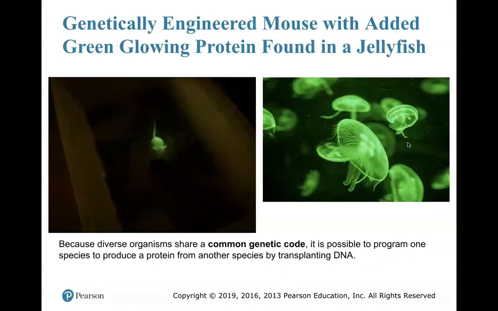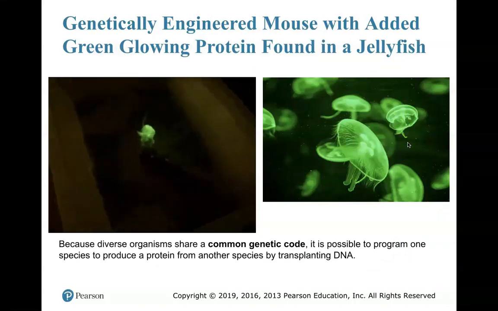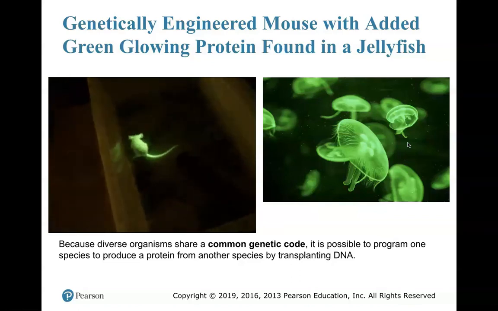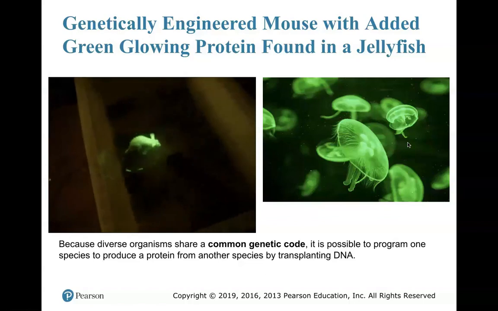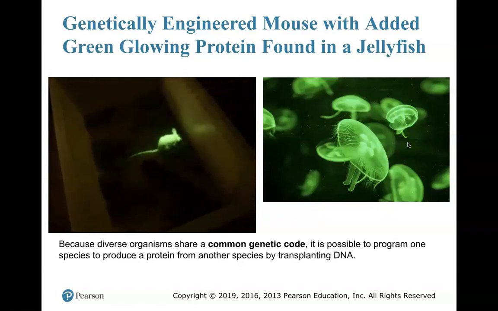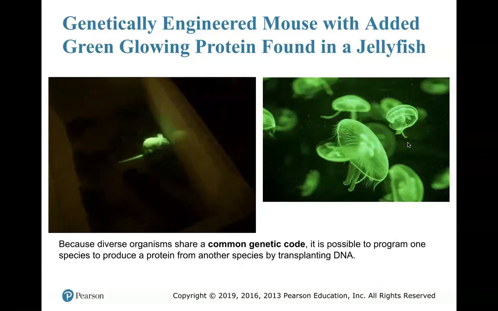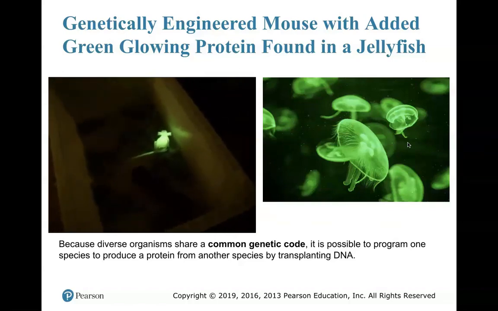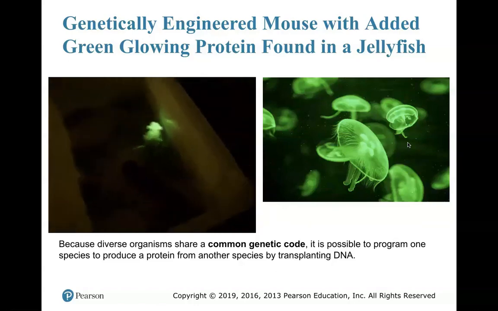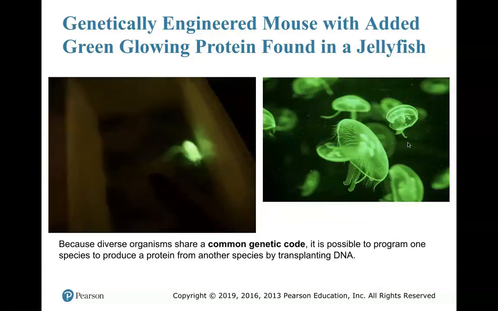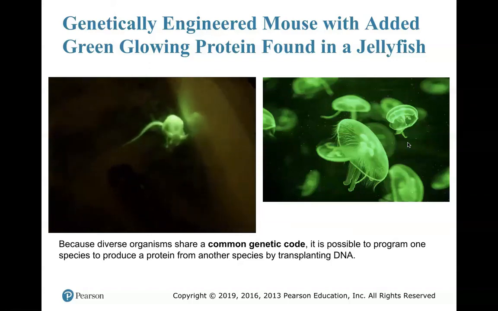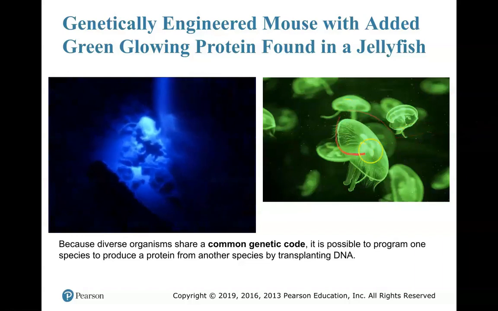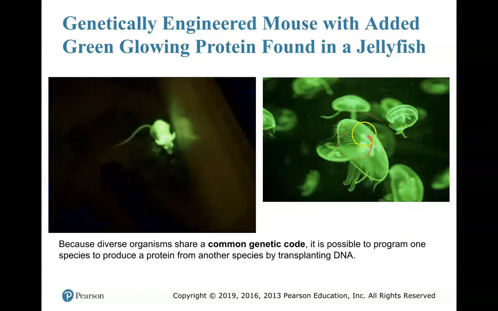Because diverse organisms share a common genetic code, so that wheel that I just showed you guys, it's pretty neat that scientists are able to program genes into species to produce a protein from another species that they wouldn't code for otherwise. This is basically genetic engineering and transplanting DNA into these organisms. Here's an example I'm giving you guys of a green fluorescent protein that was taken from jellyfish. So these jellyfish make this themselves.